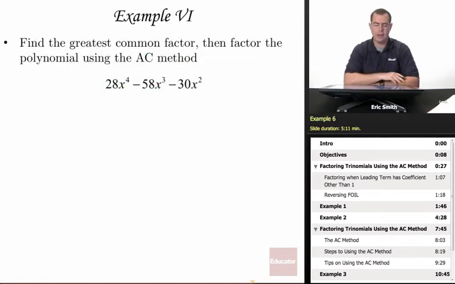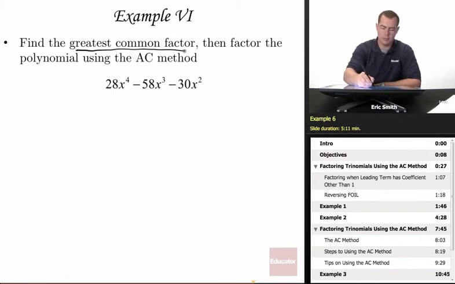All right, let's do one last example. I definitely wanted to do one where they had a greatest common factor that you could pull out. So notice how initially these numbers are quite large. You got 28, 58, and a negative 30. Furthermore, they all have an x squared in common.